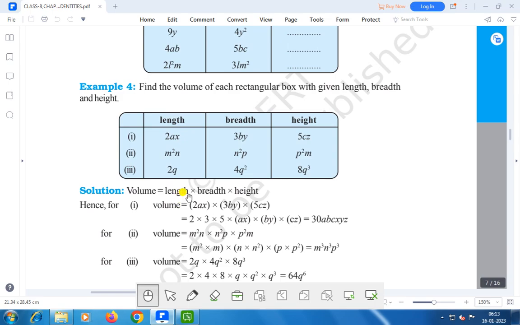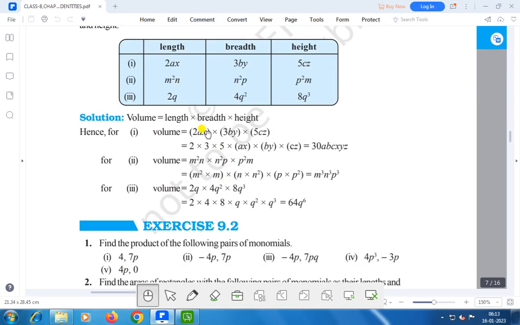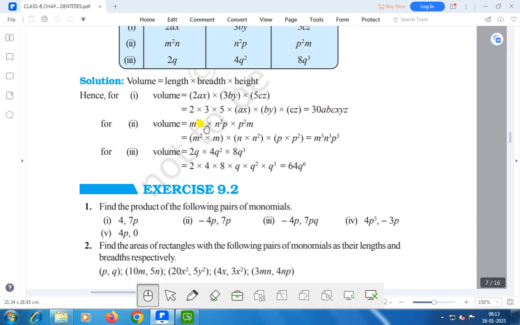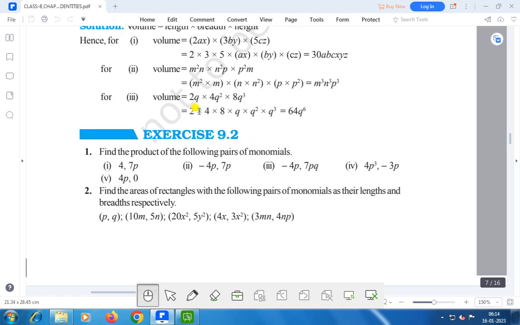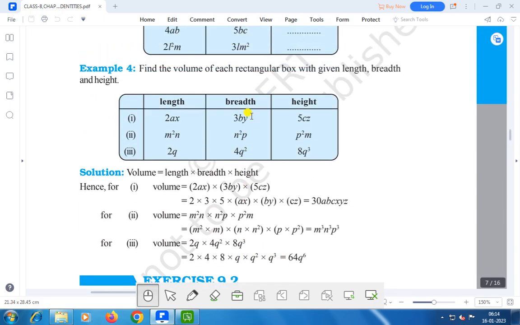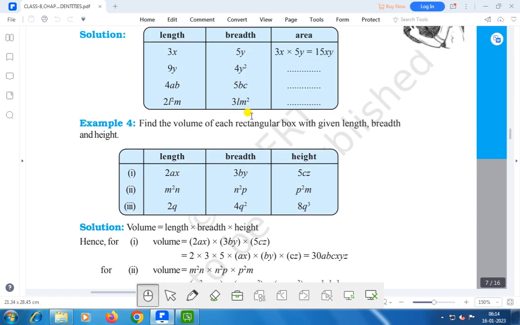Volume, we know, is length into breadth into height. The volume is equal to 2x into 3by into 5cz, that is 2 into 3 into 5 into x into by into cz, that is 30abc xyz. Volume equals m square n into n square p into p square m, that is m square into m, n into n square, p into p square, that is m cube n cube p cube. Volume 2q into 4q square into 8q cube, that is 2 into 4 into 8 into q into q square into q cube, that is 64q to the power 6. In this way you can find the various lengths, volumes and areas.